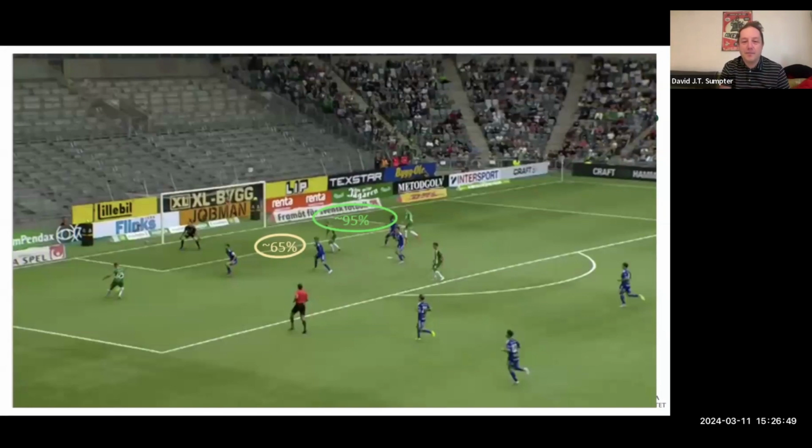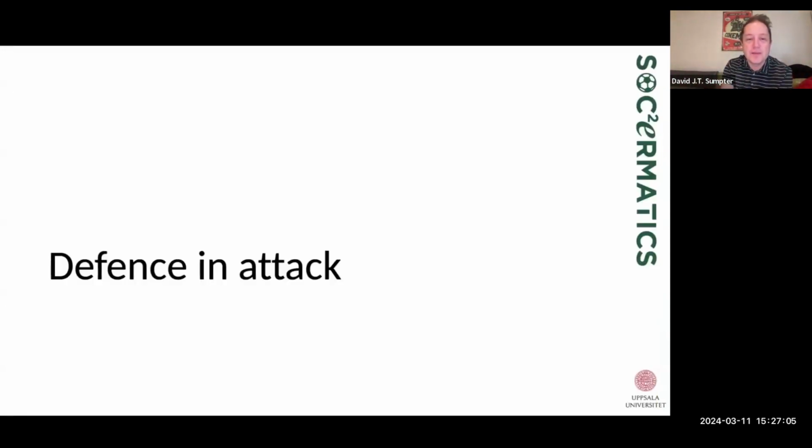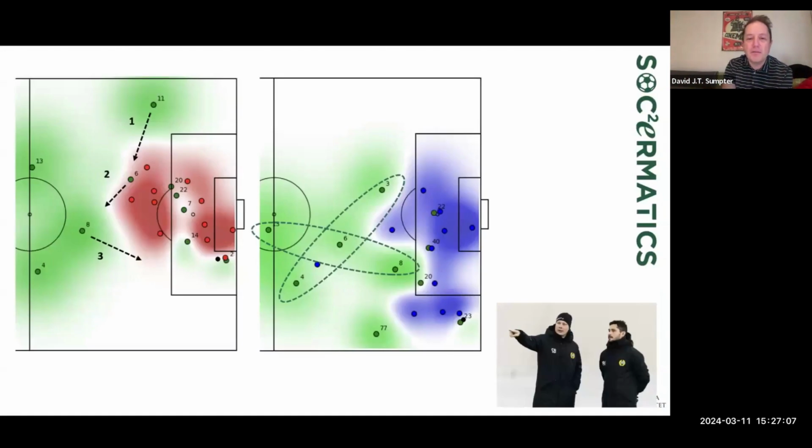So this is a lovely way of breaking down each moment into probability of success. And the way we do that is we build those models which say who's going to come to the ball first in different situations.